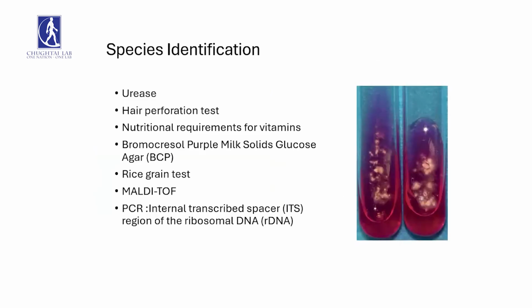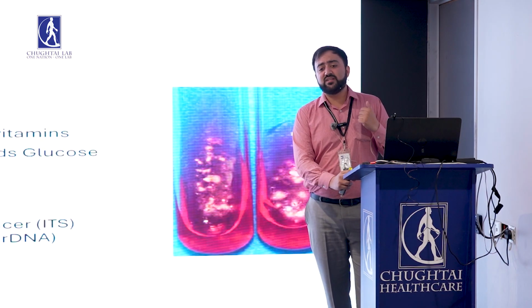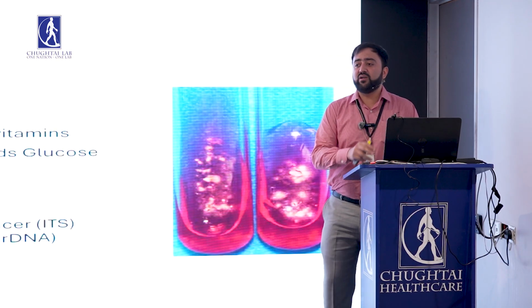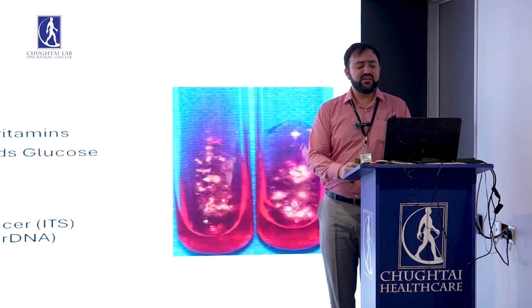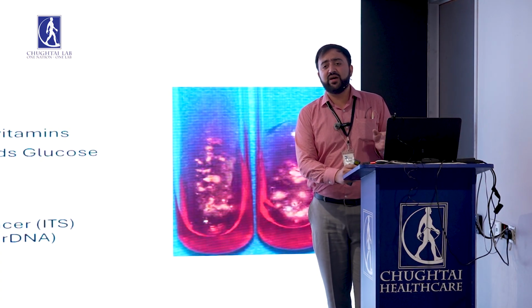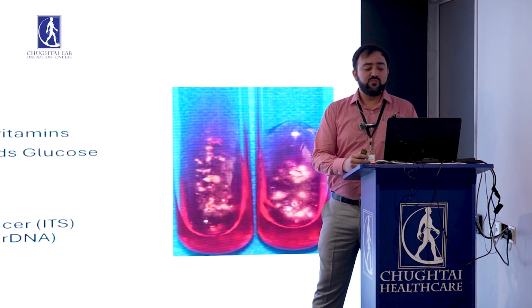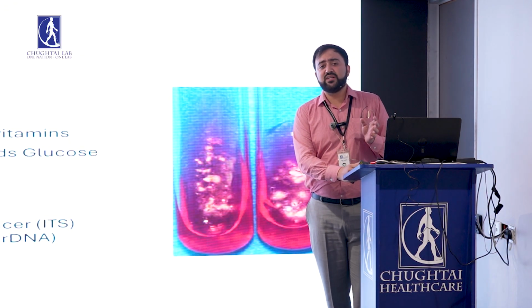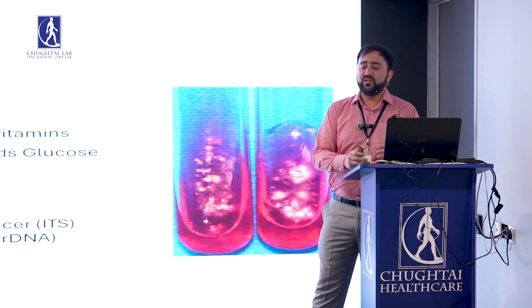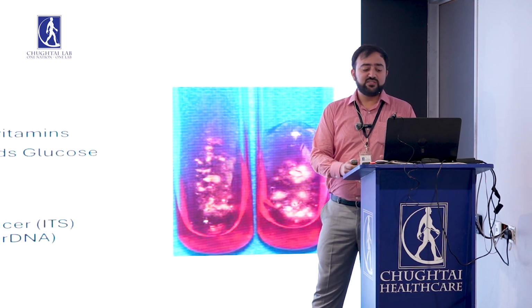The biochemical tests we use include urease, like Trichophyton rubrum is urease negative, while most of the other Trichophyton species are urease positive after 7 days. Then the hair perforation test, in which the fungus is incubated along with hair, and certain fungal species will actually penetrate into the hair, whereas Trichophyton rubrum will not penetrate. And then certain species can be differentiated by nutritional requirements for certain vitamins. Then bromocresol purple milk solid glucose agar, again a selective medium in which certain species produce a purple color or certain clearing. And the rice grain test is also a similar test.